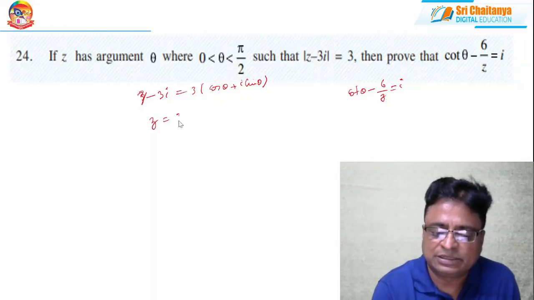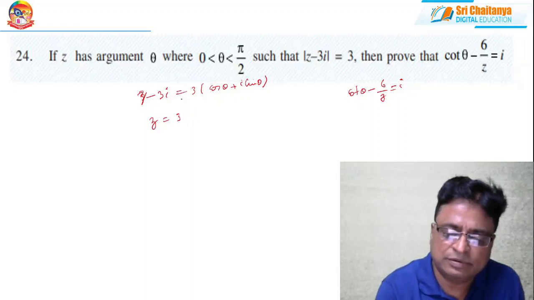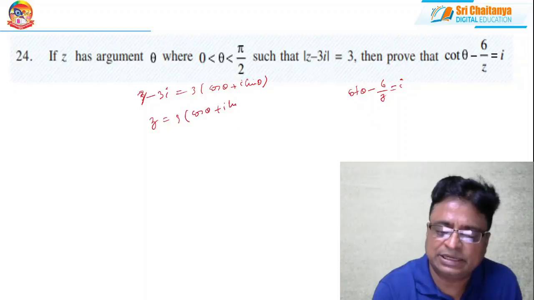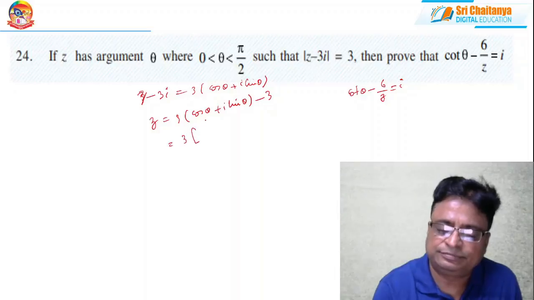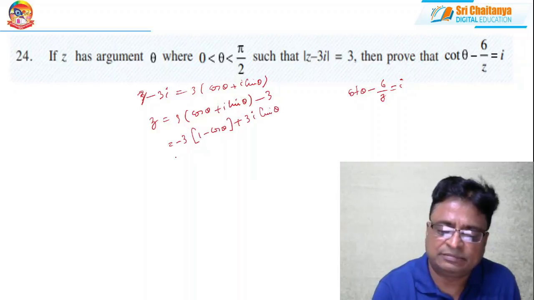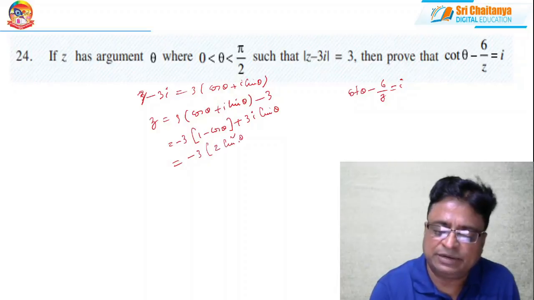That is 3 into cos theta plus i sin theta minus 3. That is 3 into minus 3 into 1 minus cos theta plus 3i sin theta. This I can write as minus 3 into 2 sin square theta by 2, plus 6i sin theta by 2 cos theta by 2.